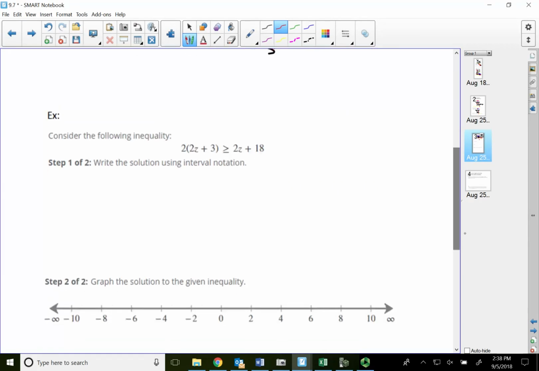All right, in this example, now I'm having parentheses where I have to do a distribution. So 1 term on the left, 2 terms on the right. First term, a quick distribution. That gave me 4z, positive 12, greater than or equal to 2z, plus 18. All right, no like terms to combine on each side, so let's move them.